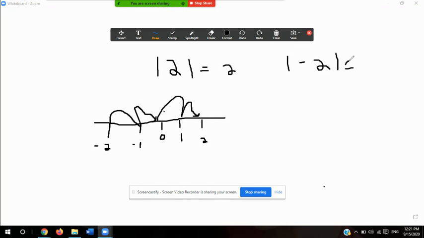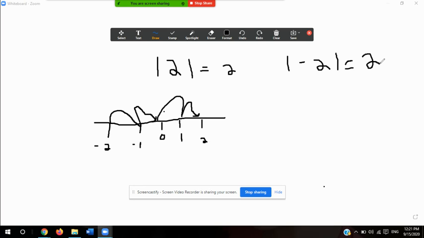So for you guys to understand, the conclusion I'm trying to get at is that the absolute value of any number will be positive. It is not possible for an absolute value to equal a negative number.